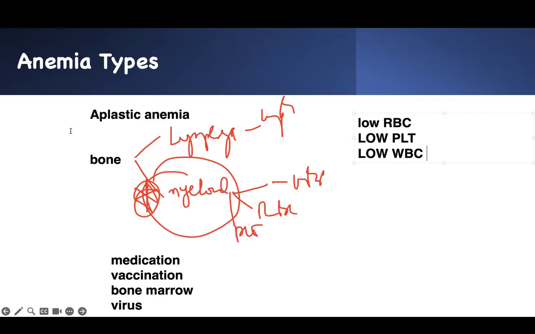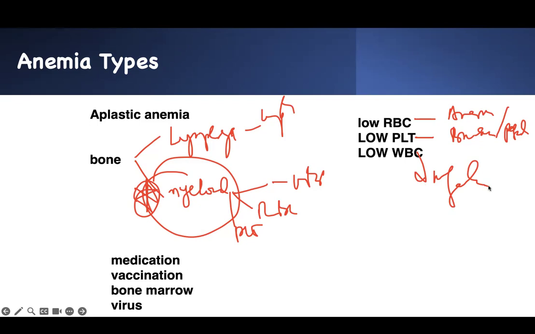What do you think is going to happen? These people have anemia, these people have bruising, bleeding issues, petechiae due to the platelet problem, and these people have infection. So when you're dealing with them, you've got to deal with all of these problems. The best thing is to take away the offending agent.